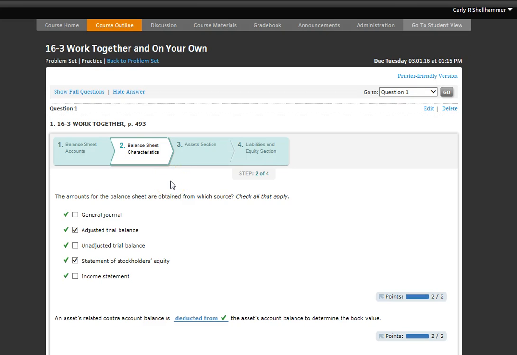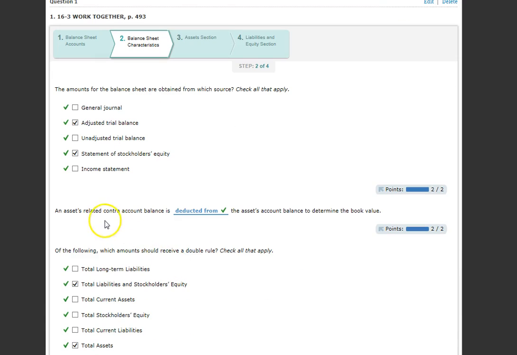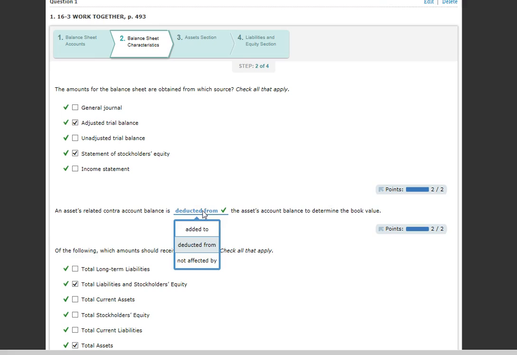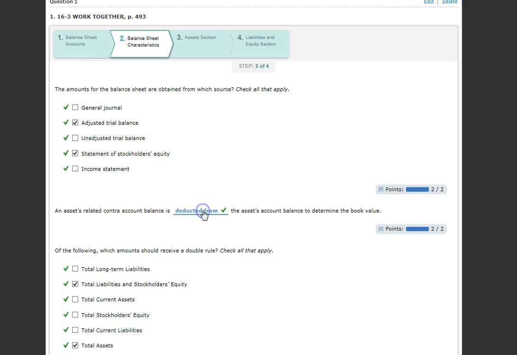Okay, here we have balance sheet characteristics. The amounts for the balance sheet are obtained from which source? Adjusted trial balance and statement of stockholders' equity. Those are the 2 things that we look at when working on a balance sheet. An asset's related contra account balance is deducted from an asset's account balance to determine the book value. We went over that in the lesson.